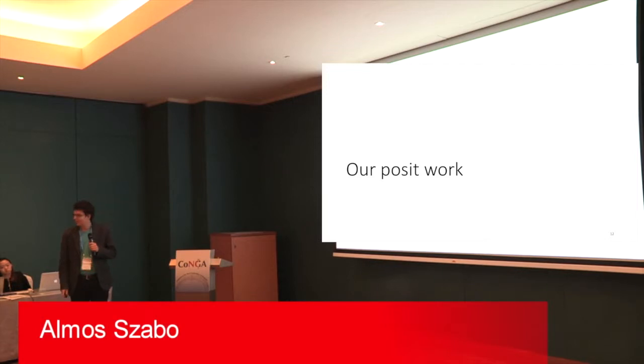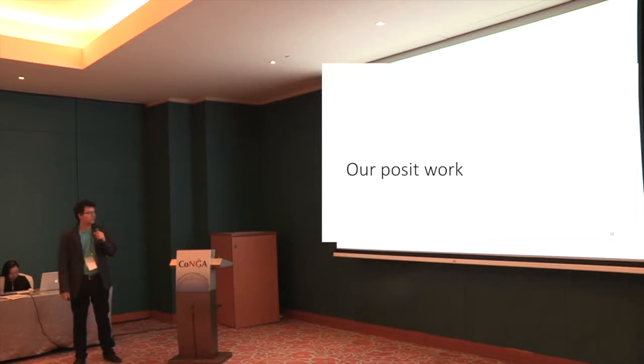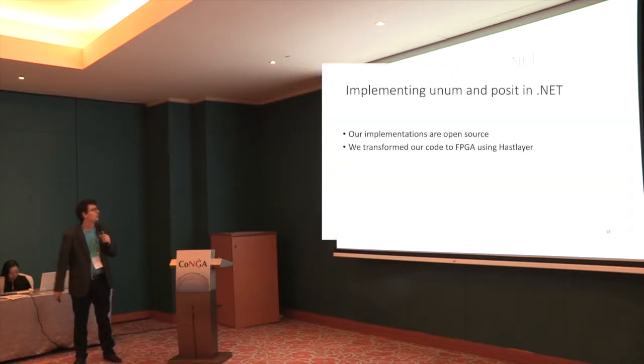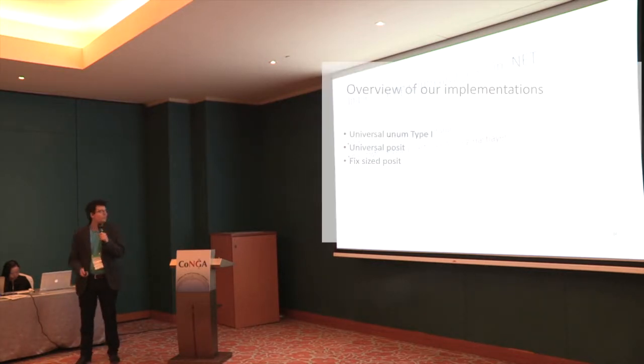So we started out with Posits because Hastlayer needed some kind of floating point support. And we heard about Unum Type 1 first, and then also Posits, and how they aim to make computations faster and more energy efficient. Those are the same goals as Hastlayer, so we thought that they would be a natural fit for us to use. We have made our implementations in .NET C#. All of our implementations are open source, and we have also transformed our code to FPGA logic using Hastlayer.